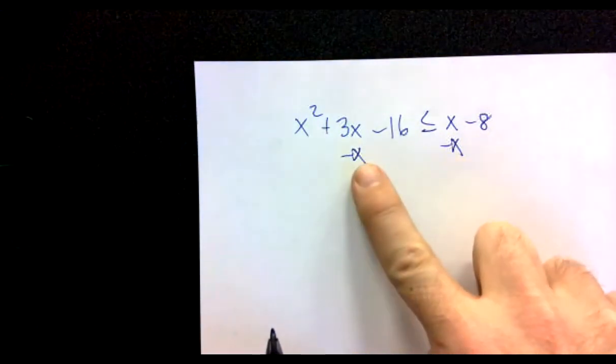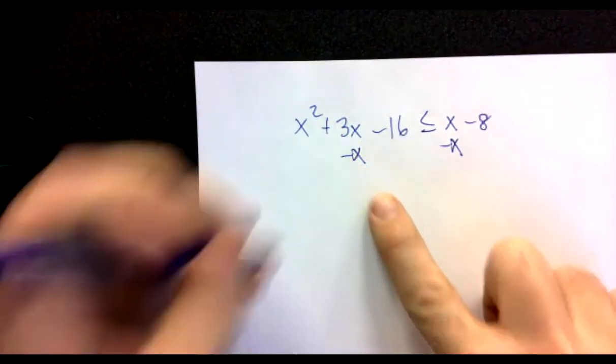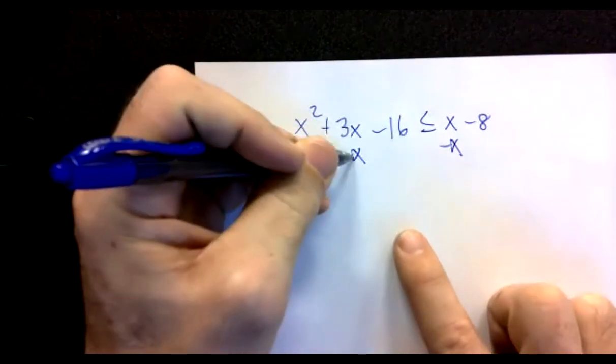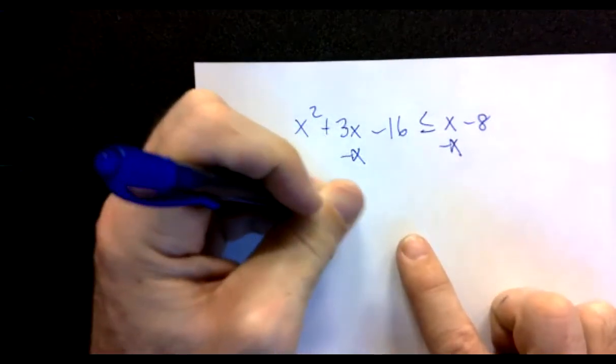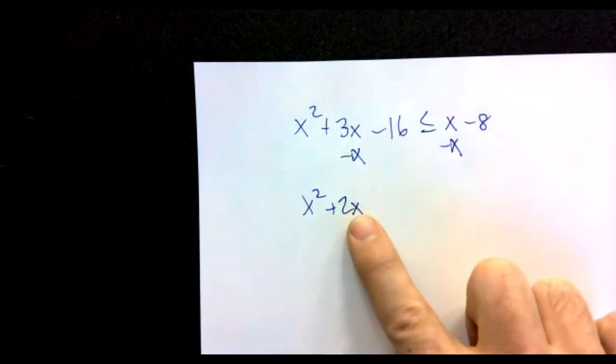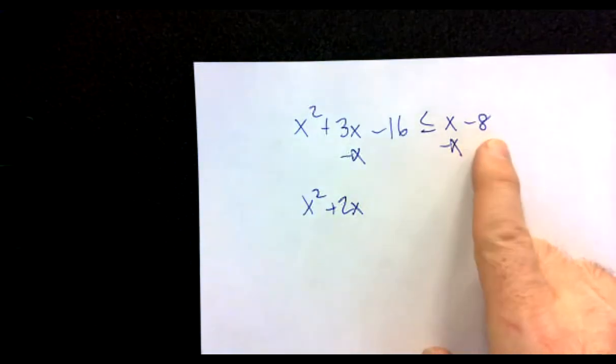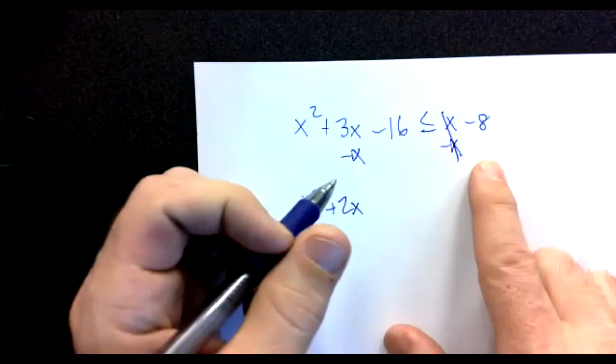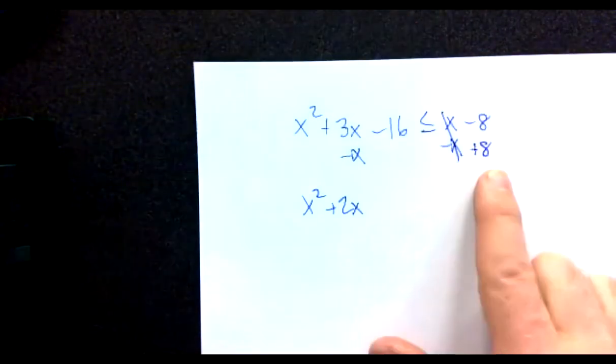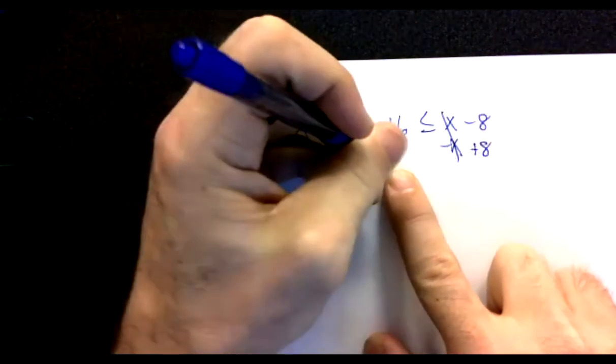I'm going to write it underneath this one because you can only combine like terms. So in this case, 3x minus x is going to be 2x. Okay, same thing. We got to get rid of this -8. So to get rid of my -8, I'm going to add 8. And again, I'm going to write it underneath the one that I can combine it with.